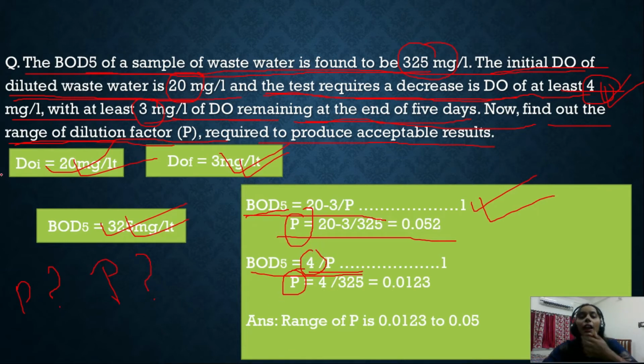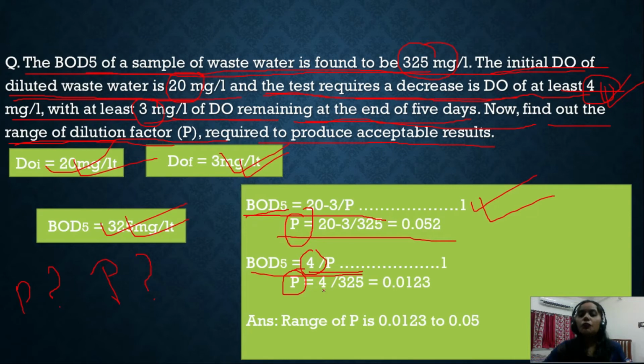4 is the decrease of dissolved oxygen. How can we get this? By initial minus final. By this subtraction, we can get the value of the decrease, or drop, of dissolved oxygen. Understand? So BOD 5 equals 4 by P.